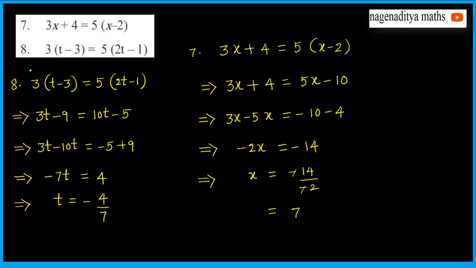Okay, once again, 3 into t, 3t, 3 3s are 9 is equal to 5 2s are 10t minus 5. So I bring t terms in one side. 3t minus 10t is equal to minus 5 plus 9. So 3t minus 10t is minus 7t is equal to minus 5 plus 9 is 4. So minus 7 multiplies here. If you bring to right hand side, divide. So t is equal to minus 4 by 7.